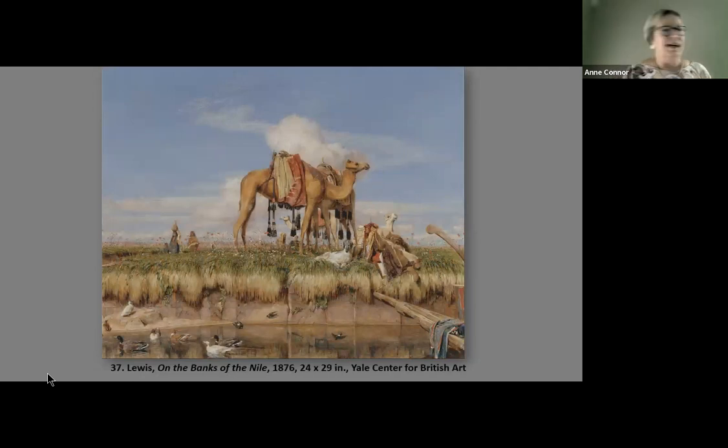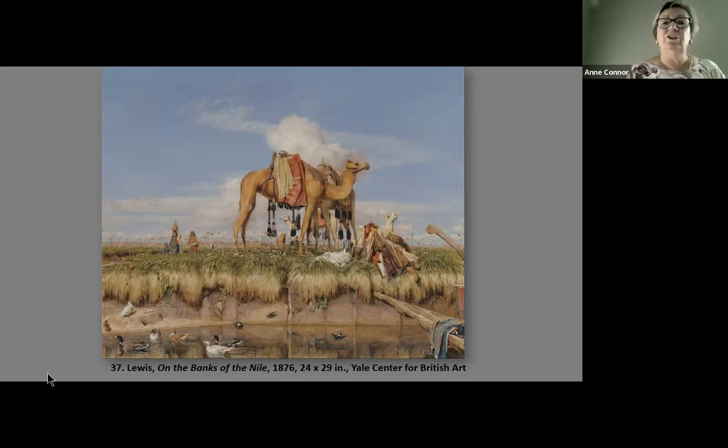On the bank of the Nile, again, you really feel a very close association with what he sees, and you have a feeling he understands the people in a very different way.